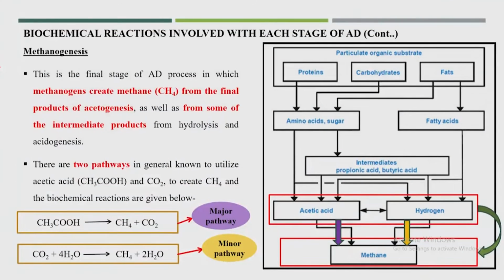And there is another way by which methane will be produced, that is, carbon dioxide can react with water and produce methane, but I think we did not find much literature that this pathway could be possible, but the major pathway is this way where acetic acid is degrading and converting into methane and carbon dioxide.